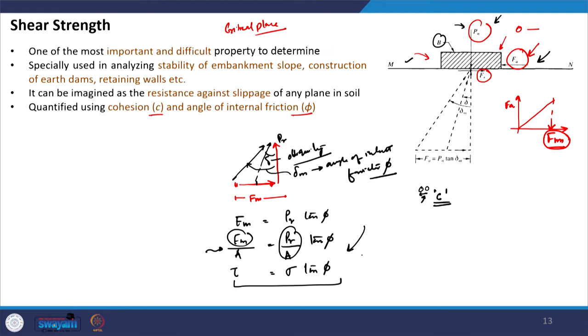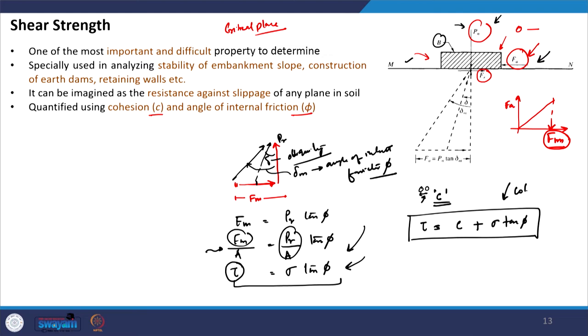If I want to transform this equation into a general state, the shear strength will comprise two components. One will be the cohesion and the other will correspond to the angle of internal friction. So, this becomes tau = c + sigma tan phi, and this is Coulomb's equation, which tells us about the relationship of C and phi with the shear stress and the value of normal stress.